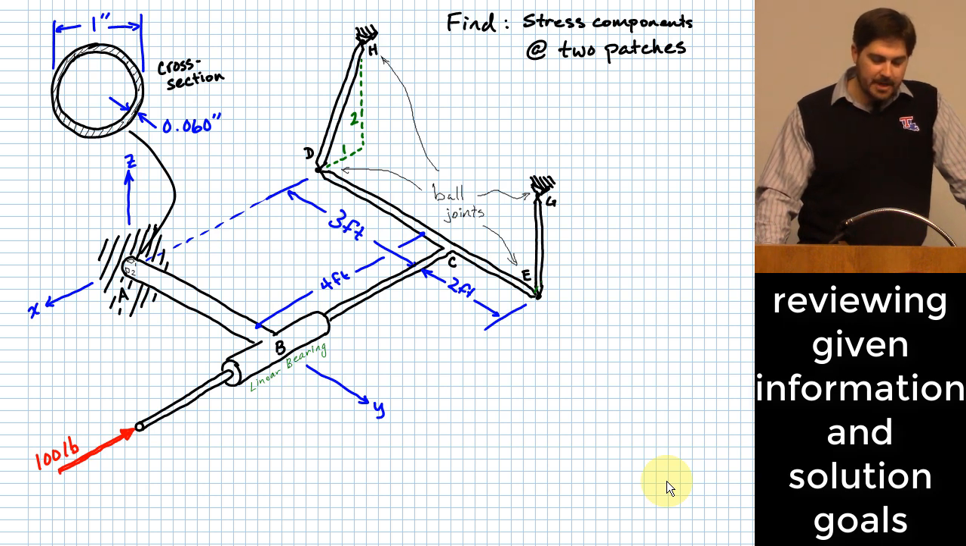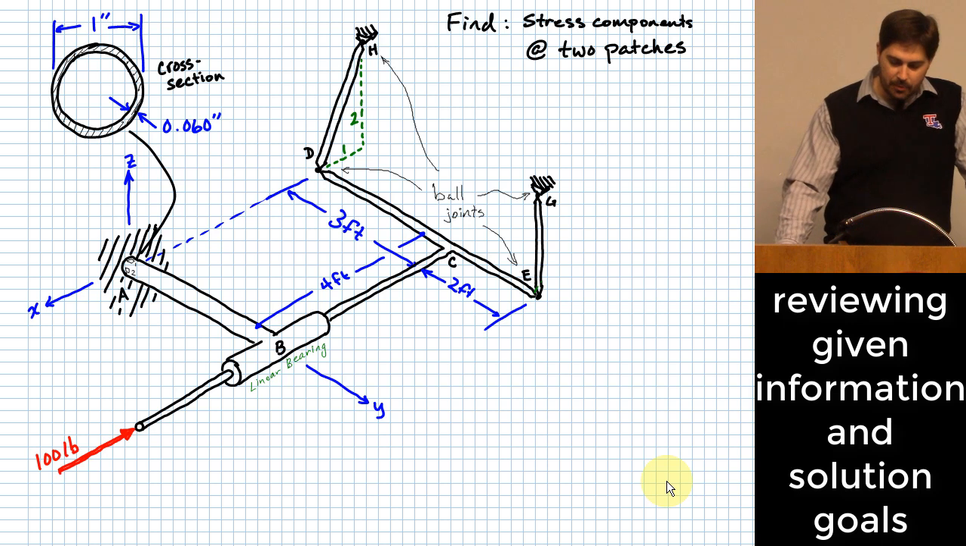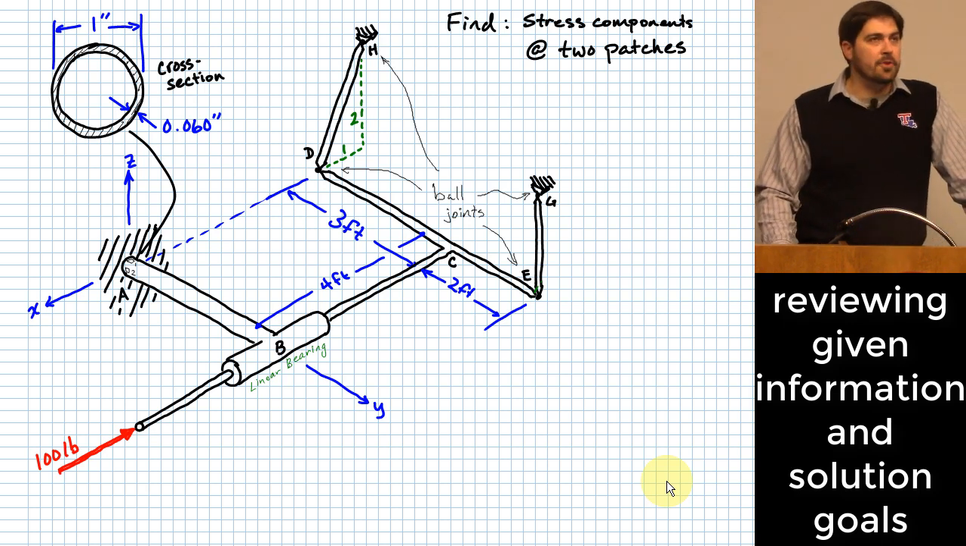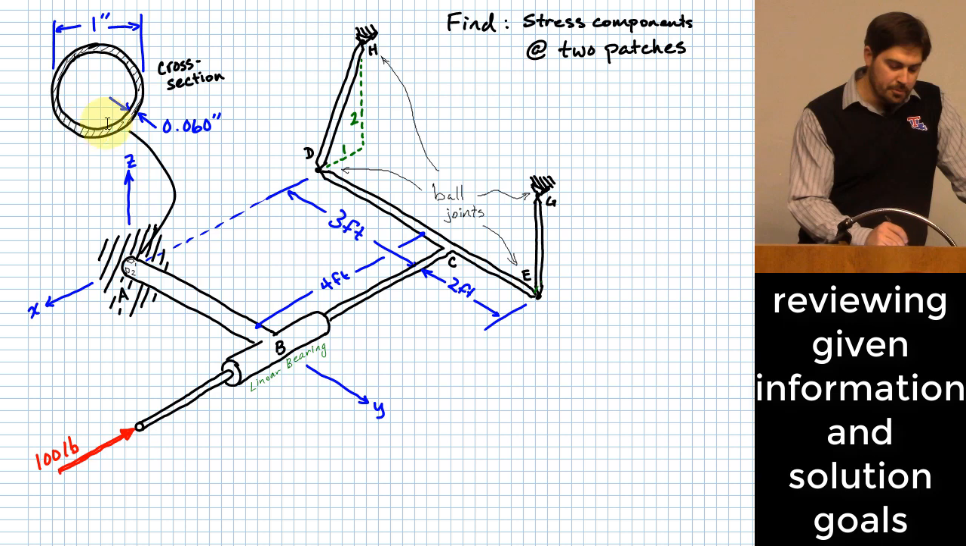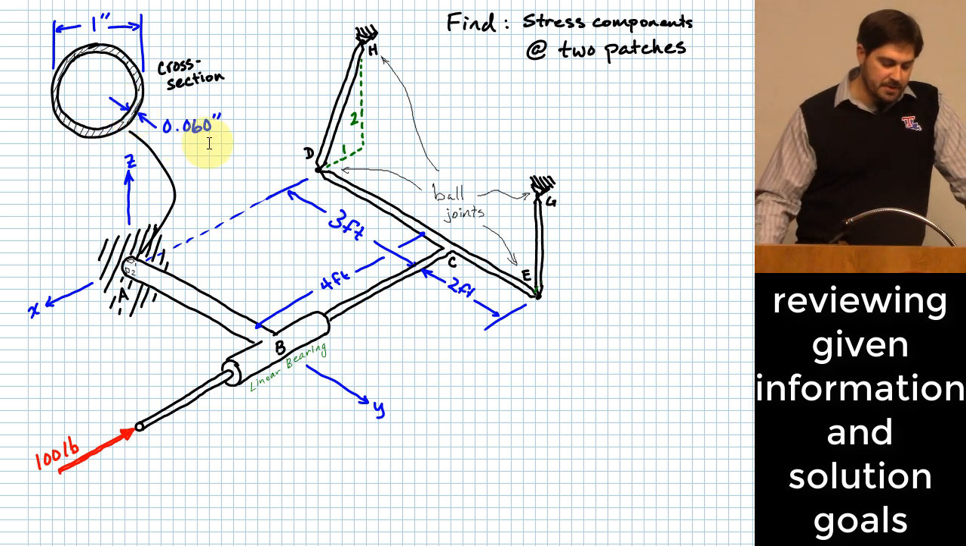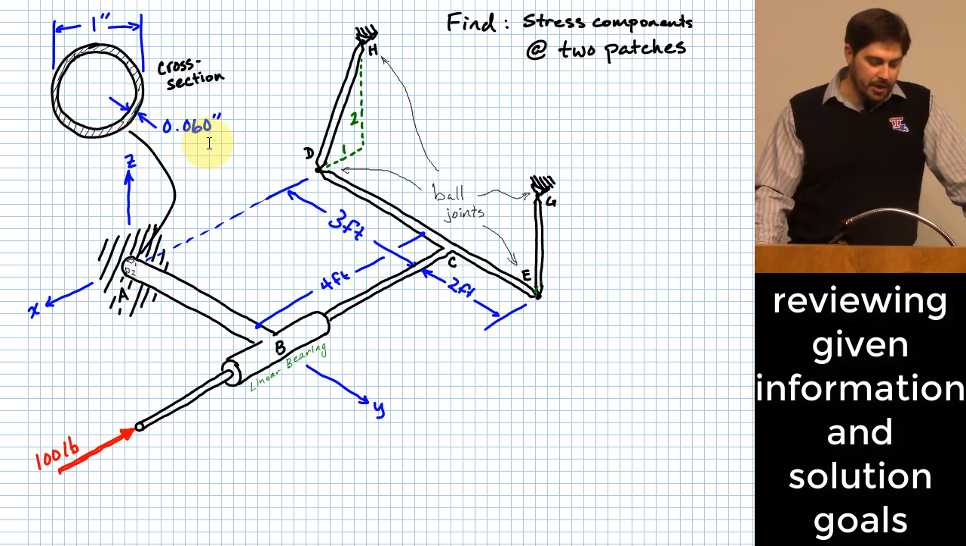We're given a little bit of information about the geometry of this setup. We're also given a few of the different kinds of connections, and we'll discuss those a little bit. We're also given what the cross-section is of the member that extends from A to B. That cross-section is tubular shaped with a wall thickness of 60 thousandths and an outer diameter of 1 inch.